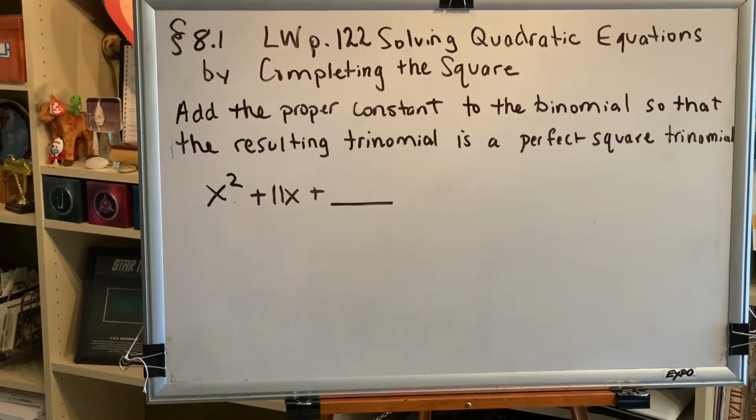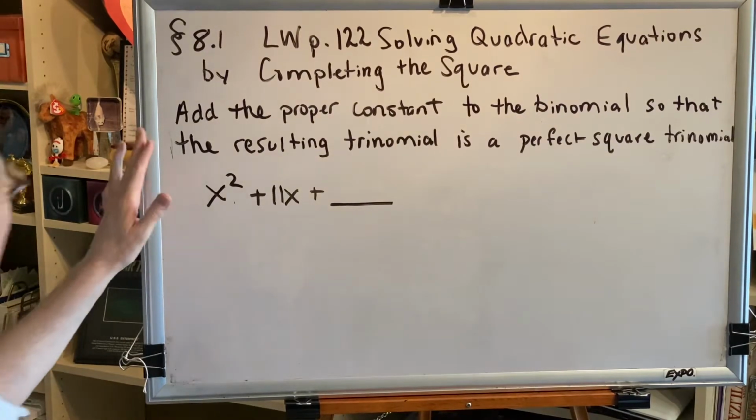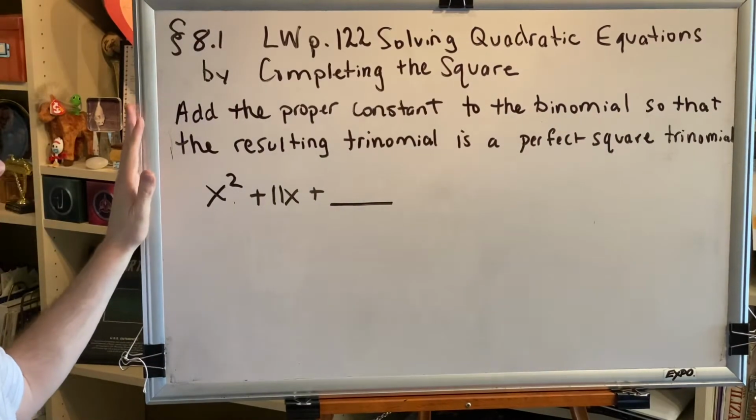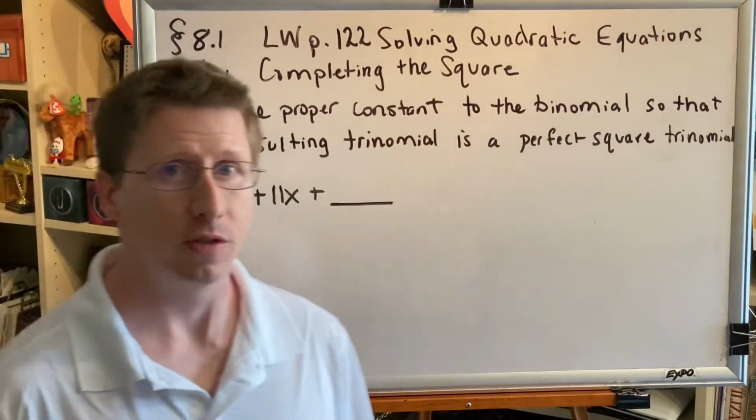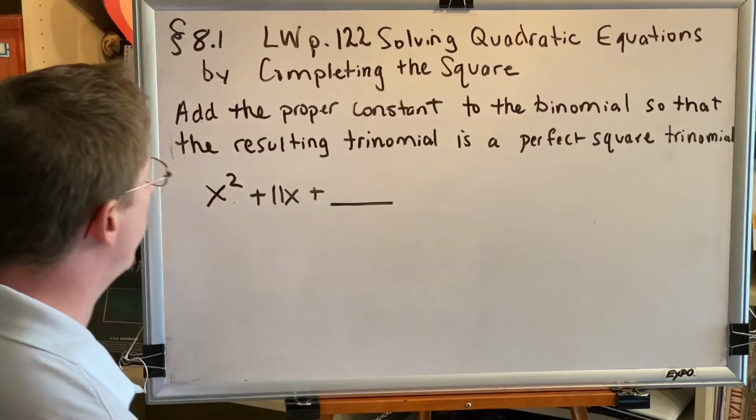Please open your learning workbook to page 122. Let's solve an example problem. Add the proper constant to the binomial so that the resulting trinomial is a perfect square trinomial. Okay, so this uses the skill we just talked about in the previous video.